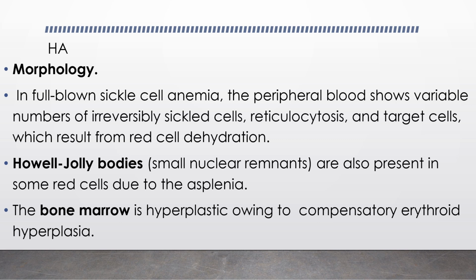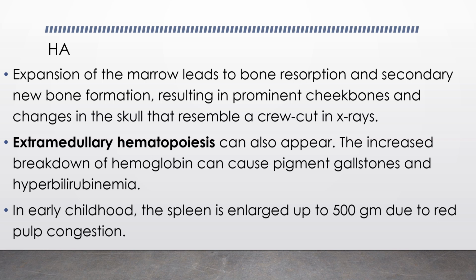Bone marrow is hyperplastic due to erythroid hyperplasia. Expansion of the bone marrow leads to bone resorption, which weakens the bone. Secondary new bone formation occurs, so prominent cheekbones are seen, with no changes in the skull. We will see that in X-rays. Extramedullary hematopoiesis can also appear in time. And gallstones form from the breakdown of hemoglobin.